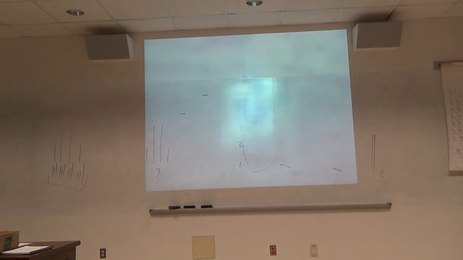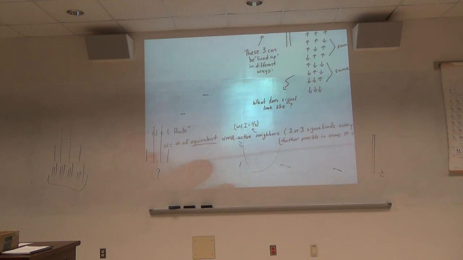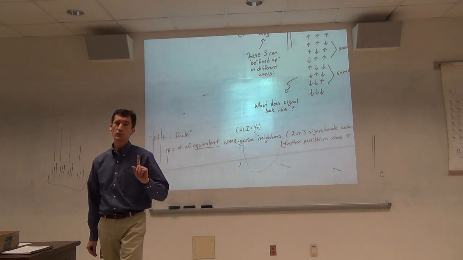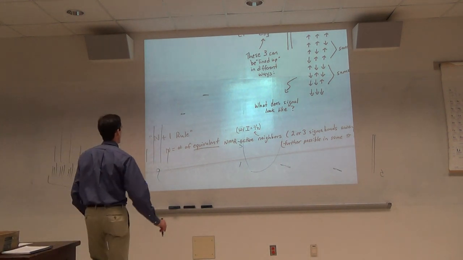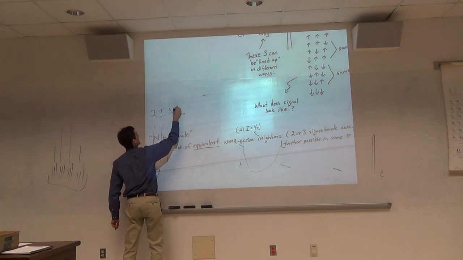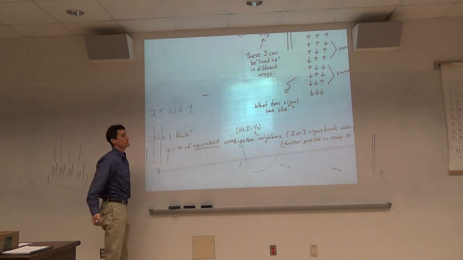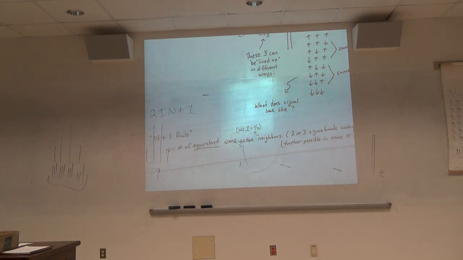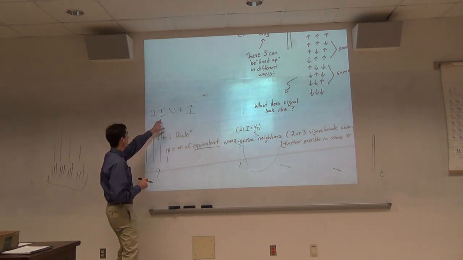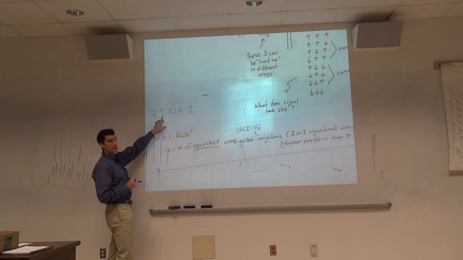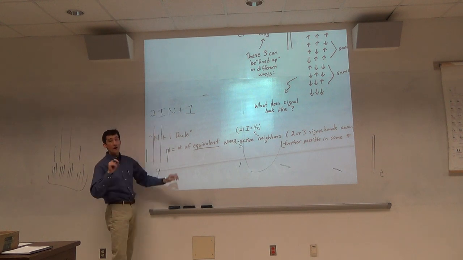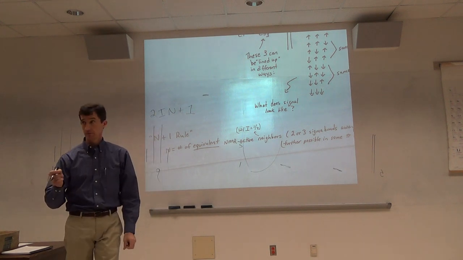Okay. The N plus 1 rule is summarized at the bottom. By the way, it's really the 2I N plus 1 rule. But what is I for a proton? 1/2. And if I is 1/2, what is 2 times 1/2? That disappears. Okay? For a proton, it's N plus 1. For other nuclei, it may not be N plus 1.